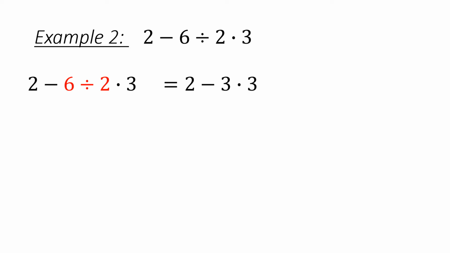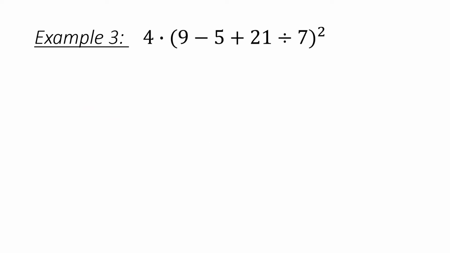So then we're going to have 2 minus 3 times 3. Then we've got to figure out what's going to come next. Is it going to be the subtraction or is it going to be the multiplication? And it will be the multiplication. So then we do 3 times 3, which gives us 9. So we're in our final step here, which is subtraction. We're going to do 2 minus 9, which will give us a negative 7 as our final answer.